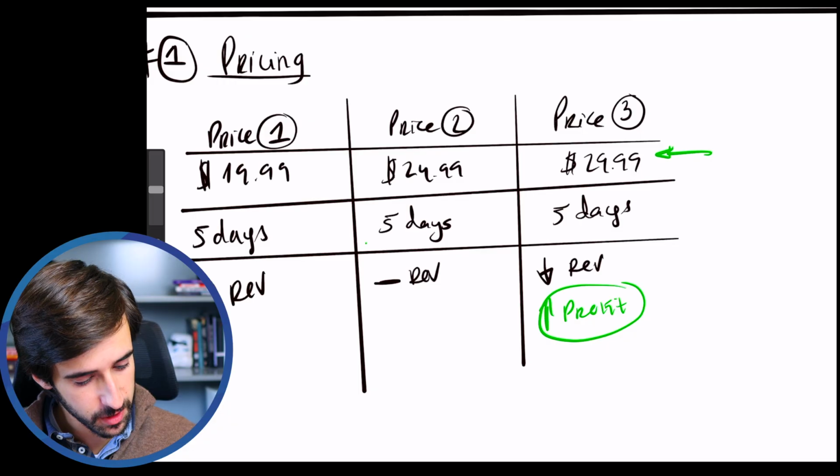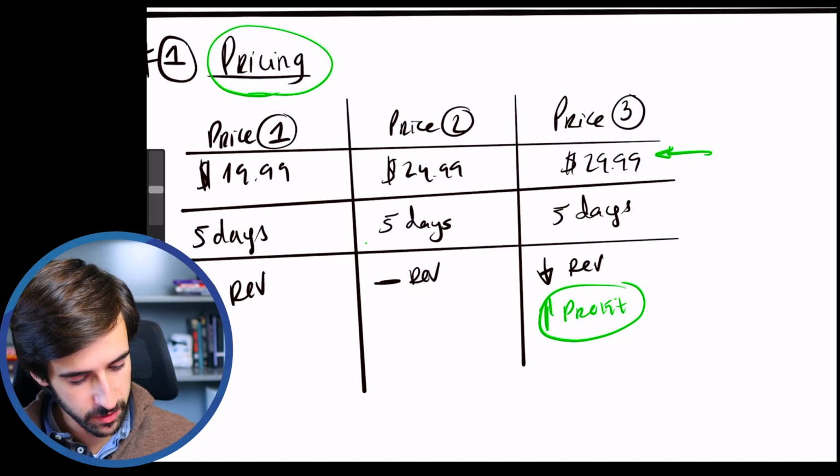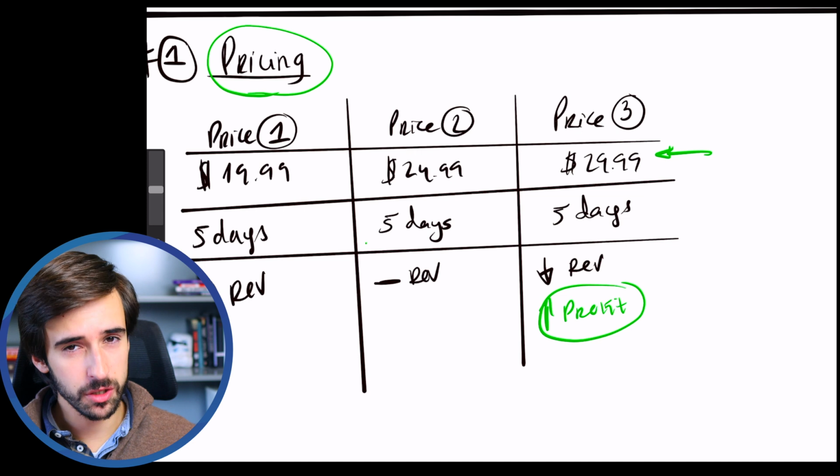So once you're done with that, you run this for 5 days, and then 5 days later you come back, you repeat the process, but this time you try $24.99. You run again for 5 days, and then you come back and you try $29.99. And after that, you want to analyze your numbers like we did here, and you want to figure out not just what gets you the most revenue, but which price point gets you the best profit margin.